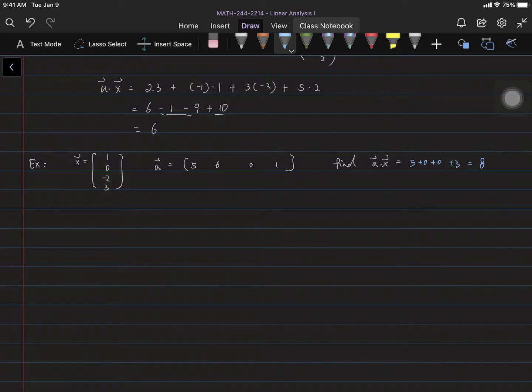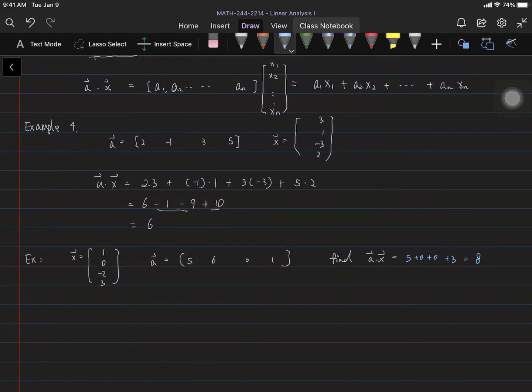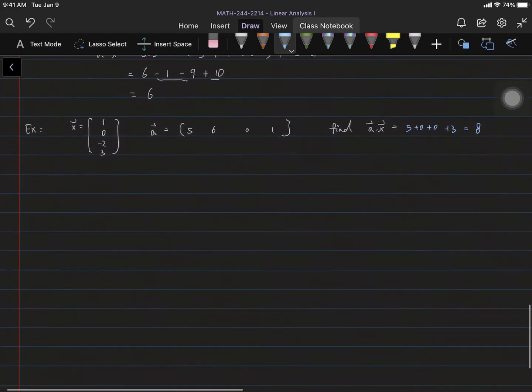Next, we are going to do the general product of two matrices. Because in this definition, it's only the vector and matrix. Next, we're going to do the general one. Let's take a look. So we are going to do this one.